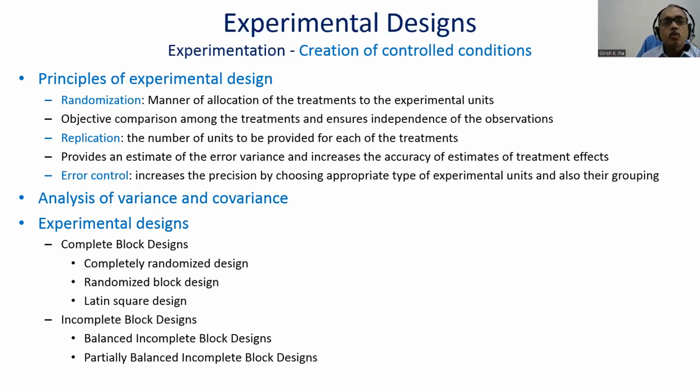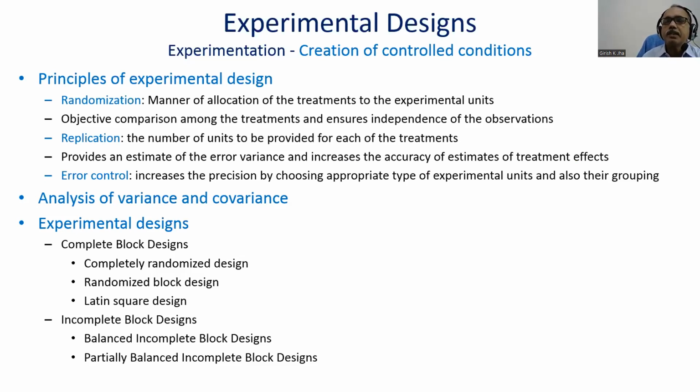So how to control the conditions? There are three basic principles of design: randomization, replication, and local control. Simple. Randomization means you try to allocate your treatments randomly to the different experimental units. Why do you do it? Because you want to have an objective comparison.